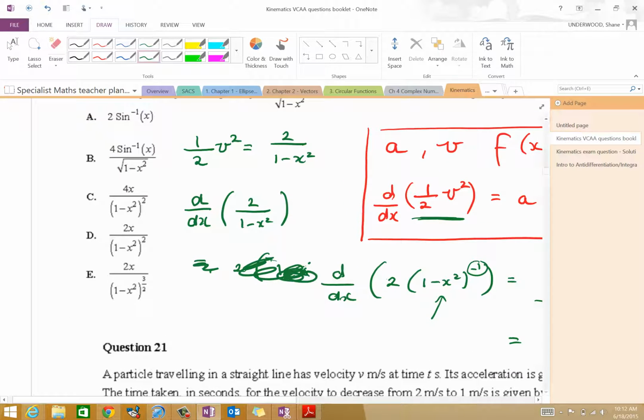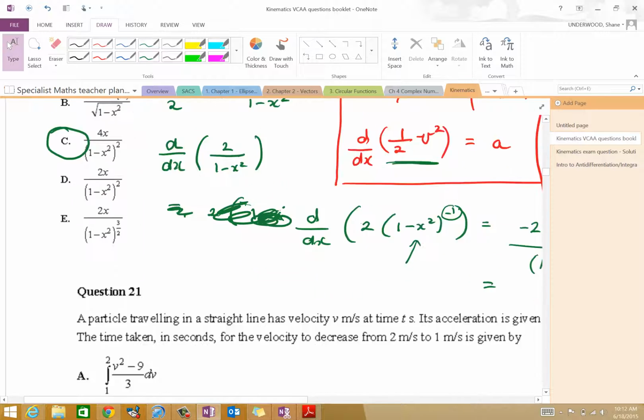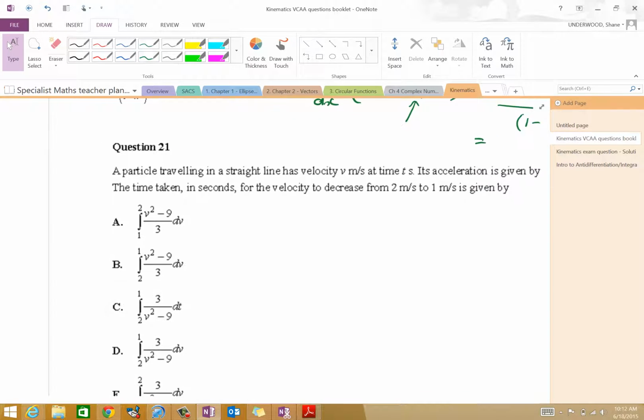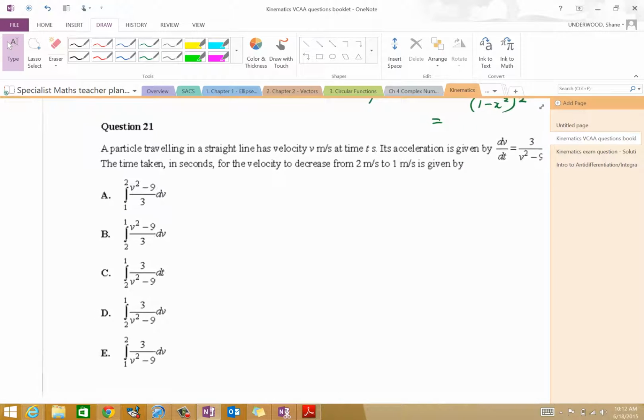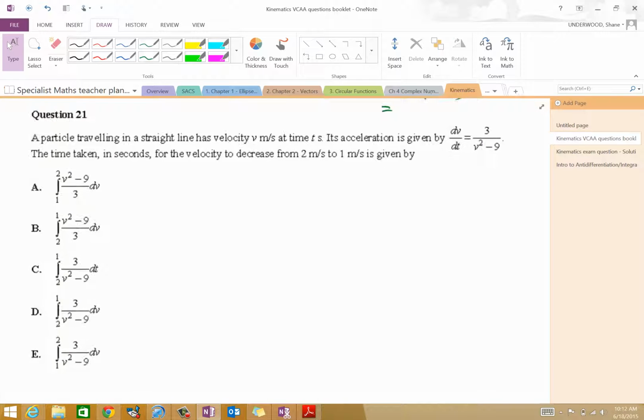Is the answer C? Well done. Sorry, I've done a lot of maths today. All right, now, let's have a look at this one.